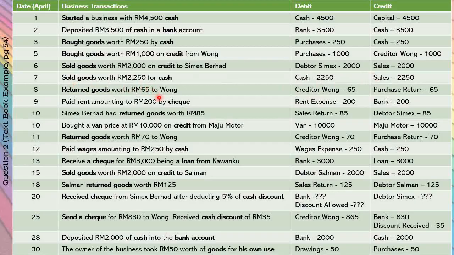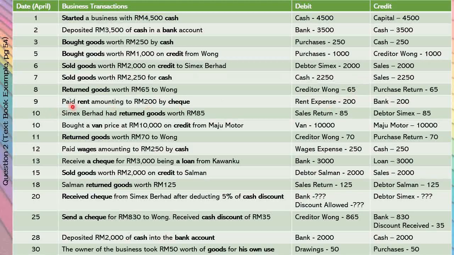Return goods to Wong. So ini adalah purchase return. Awak kena tahu siapa Wong ni. Who is Wong? Wong is our creditor. So maksudnya kita pulangkan semula barang kepada supplier kita, creditor kita. Purchase return mengurangkan purchases. So bila dia mengurangkan expense, dia mesti sebelah credit. So letak credit purchase return RM65. Debit creditor Wong. Kenapa kita debit creditor Wong? Sebab bila kita pulang barang kepada Wong, hutang kita kepada Wong semakin berkurang. Now we no longer owe him 1,000, we only owe him RM935. Betul kita kena debitkan dia.